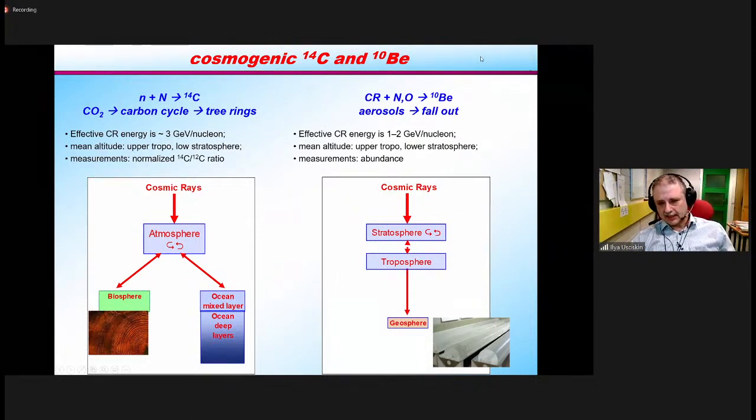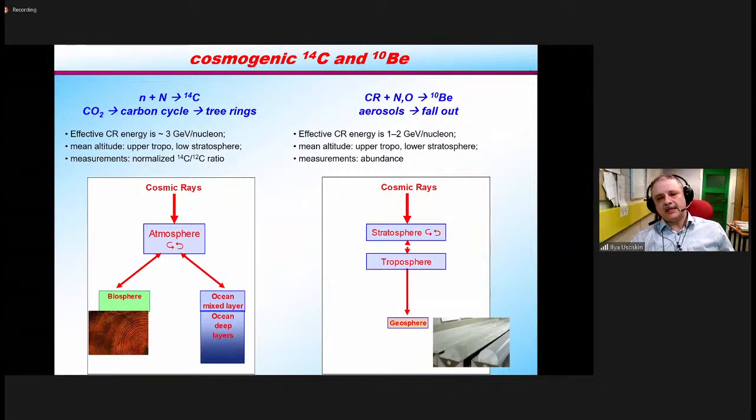Another important isotope is beryllium-10, which does not have any chemical reaction. It's a metal, and it normally sticks to aerosols and falls out with aerosols and just stays where it's deposited, and it's measured typically in polar ice, which is also stratified.